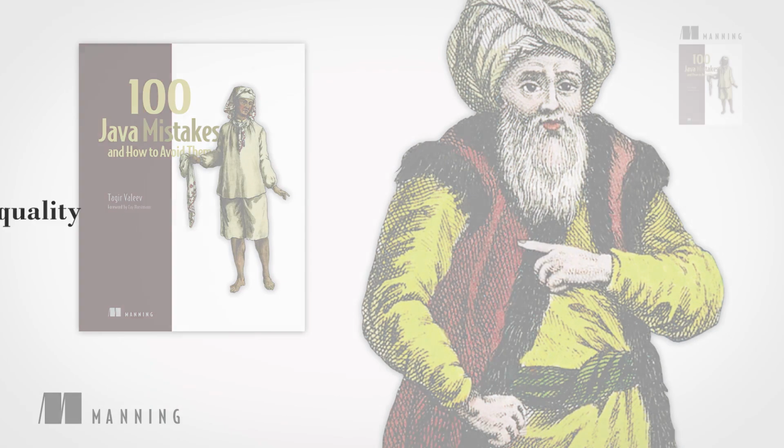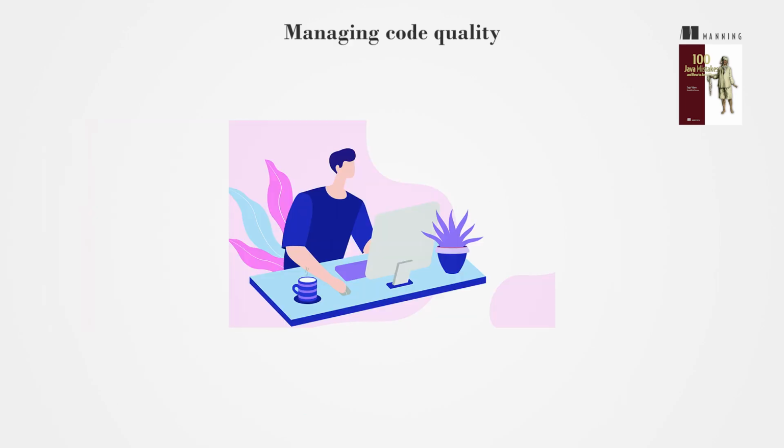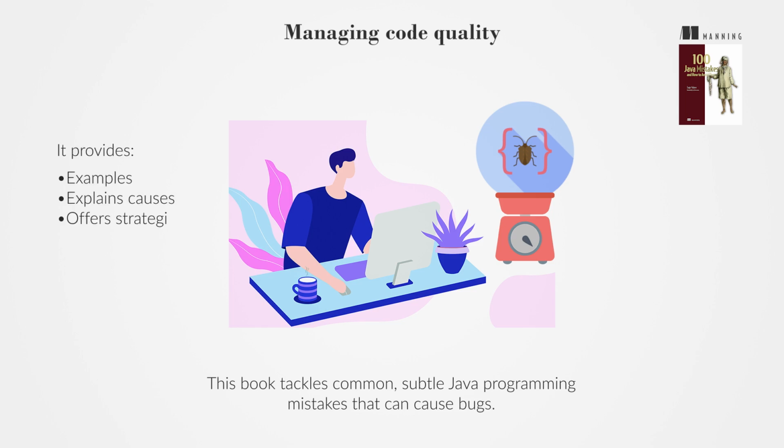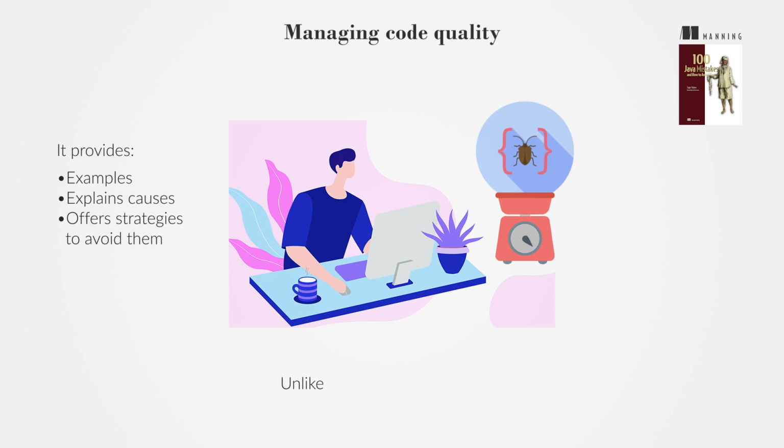Tagir Valeyev. Improving code quality is essential to prevent bugs, which can range from minor to catastrophic. This book tackles common, subtle Java programming mistakes that can cause bugs. It provides examples, explains causes, and offers strategies to avoid them. Unlike compilation errors, these mistakes can slip by unnoticed. The book also covers broader code quality techniques like static analysis, defensive programming, and testing.